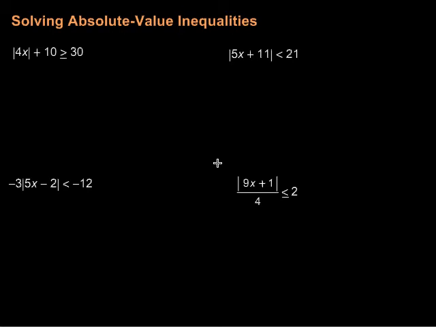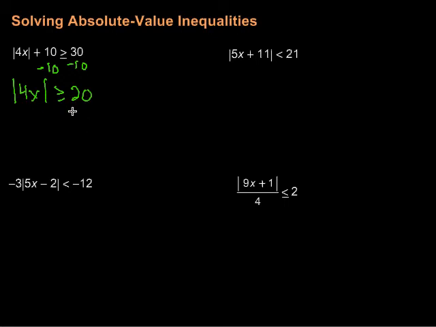In this video, we're going to take a look at solving absolute value inequalities and graphing their solutions. When we're solving absolute value inequalities, the first thing that we need to do is get the absolute value stuff by itself. So in this one, for example, we've got plus 10 over here, and then we've got the absolute value piece. We've got to get rid of that plus 10 first. So in order to do that, we're going to go ahead and subtract 10 from both sides of our inequality. So I subtract 10. Now I have the absolute value of 4x is greater than or equal to 20.